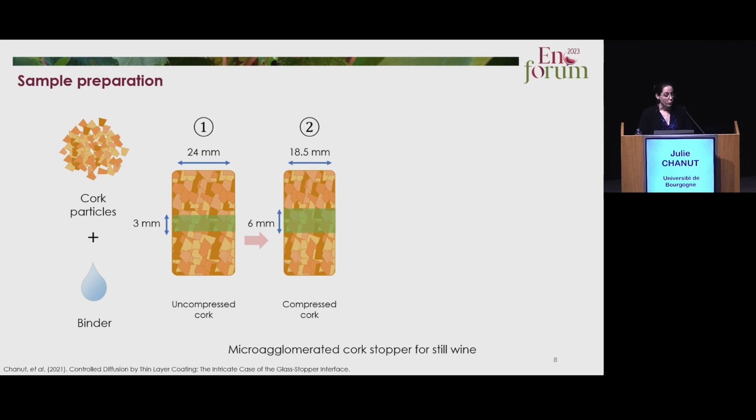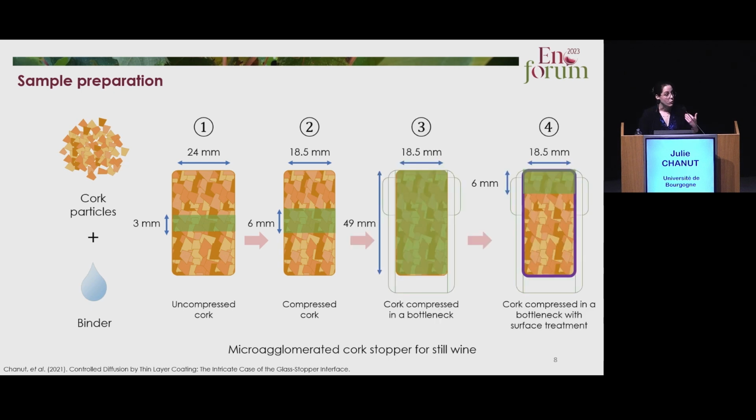First, we calculated OTR for the corks, not under pressure, 24 millimeters, and then pressed ones with the diameter going down to 18.5 millimeters, which is the pressure which is normally applied for corks used for bottles of still wines. We have therefore the coefficient for the cork stopper, and then we consider the OTRs of the cork in the bottleneck, in the beginning without surface treatment, and then with the surface treatment with silicone and paraffin.